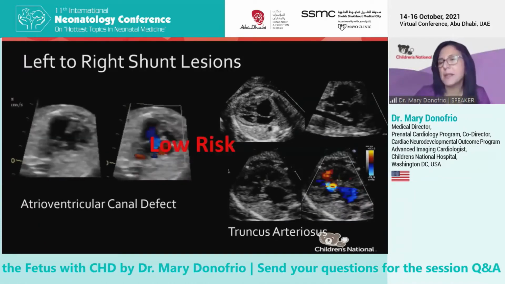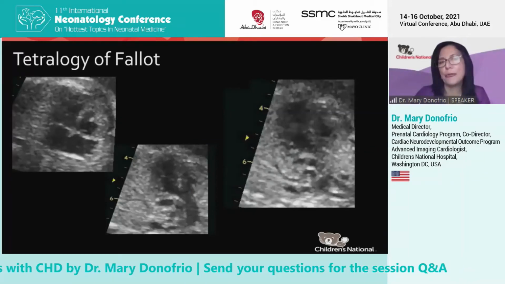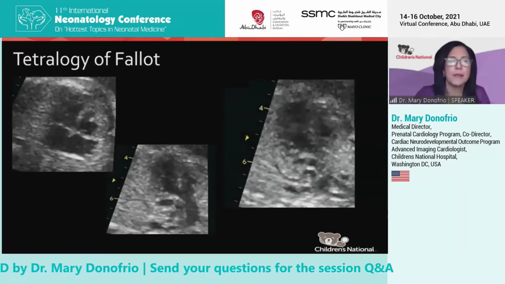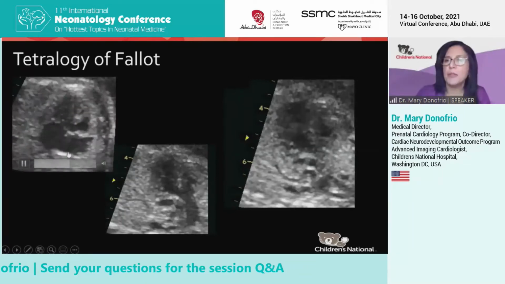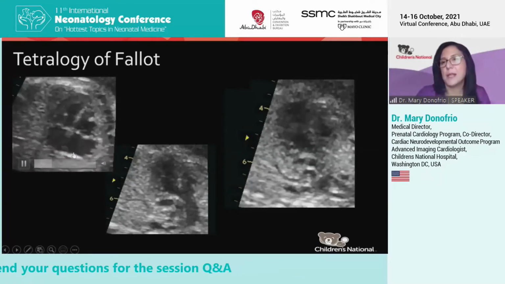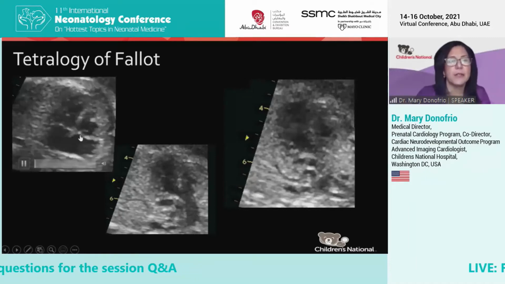Tetralogy, most common cyanotic congenital heart disease. We all know 4 things. 3 of them are present in the fetus. First off, as we start to look, the 4-chamber view is normal. This is why sometimes obstetricians don't see this diagnosis in utero.